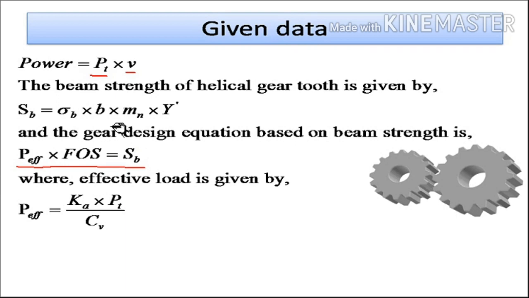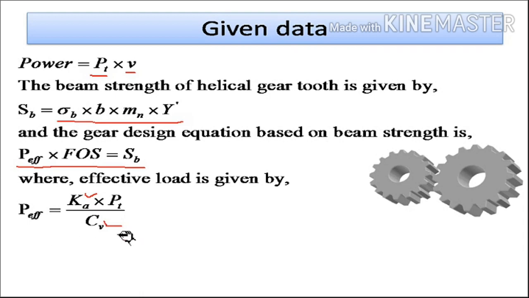So beam strength for a helical gear is given by sigma b into b into mn into y dash, where these are bending stress, face width, normal module and Lewis form factor based on virtual number of teeth or formative number of teeth. And in the design equation, this effective load is given by using velocity factor method, which includes the effect of static force as well as dynamic force. So static force effect will be given by this K and dynamic force effect will be given by this velocity factor. So F effective you can find out by using this equation.